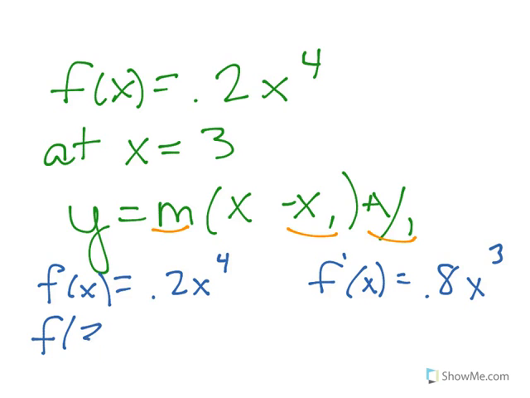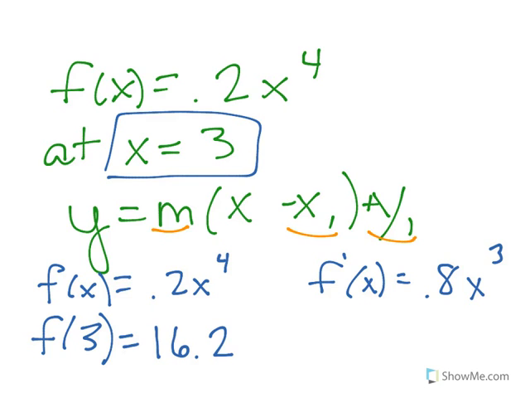So as I was saying, I'm looking at f of 3, because I'm looking at x equals 3. So I need 3 to the fourth. 3 times 3 is 9, 3 times 3 is 9, 81. 81 times 0.2 ends up being 16.2. You can calculate that if you need to.